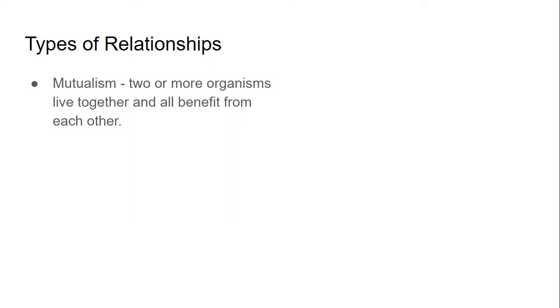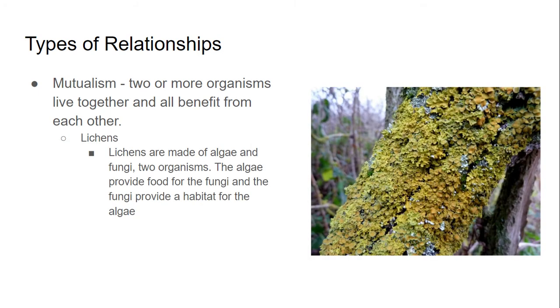So the next one we'll look at is called mutualism. If you look at that word mutualism, you can see that there's the word mutual that starts it. So that means that there is a benefit to both parties within this relationship. So for example, we're going to look at lichens. Lichens are actually made of algae and fungi. Those are two different organisms, but they live together. The algae provides food for the fungi, and the fungi provides a habitat for the algae. So both of them are receiving some sort of benefit from the other one, and it's not harming them, but it's actually helping both of them to be able to survive even more.